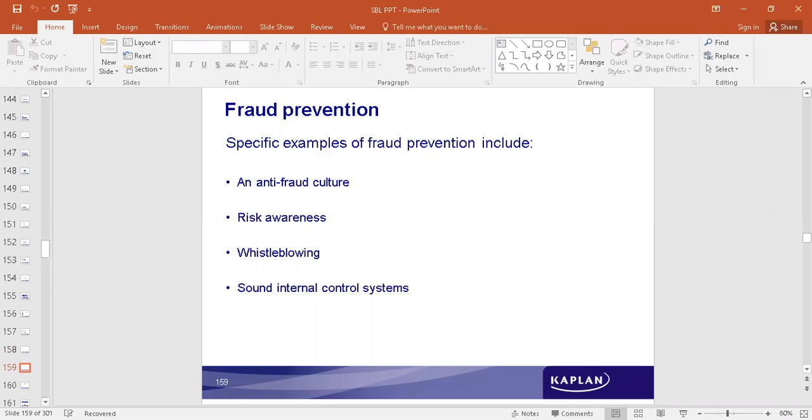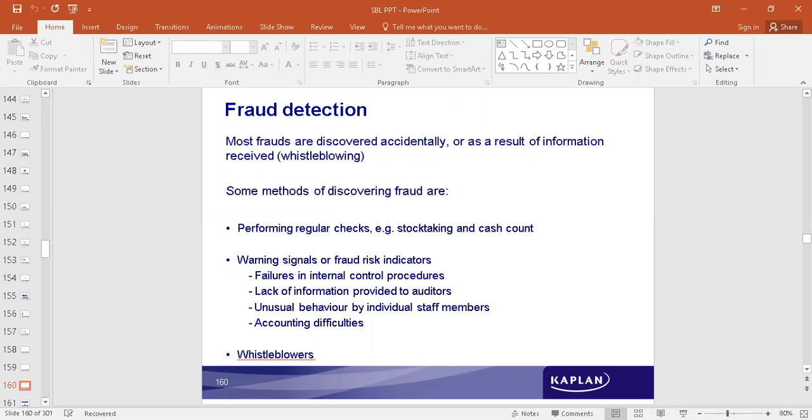Okay, so in spite of taking prevention measures, there is still every possibility that fraud may happen in the organization. So when fraud happens, while it is happening, or in that process, it should become possible to detect it. Okay, that's the second thing, detection.